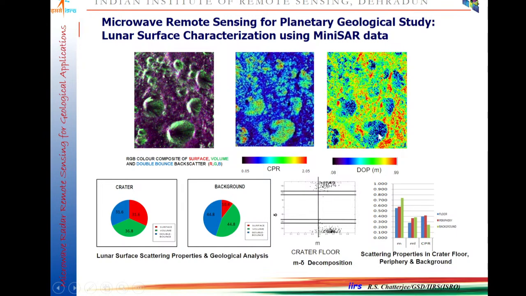So the availability of water was confirmed, one from the microwave SAR image, another from hyperspectral sensors, okay, M3 on Chandrayaan-1 and IIRS from Chandrayaan-2.